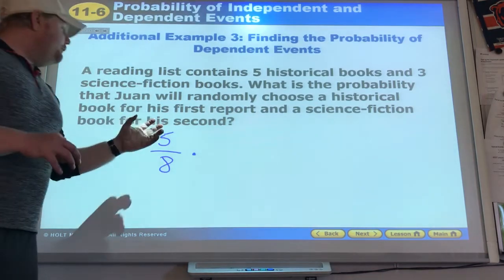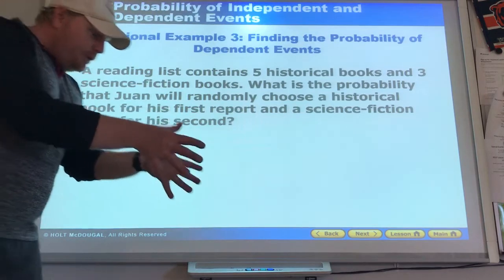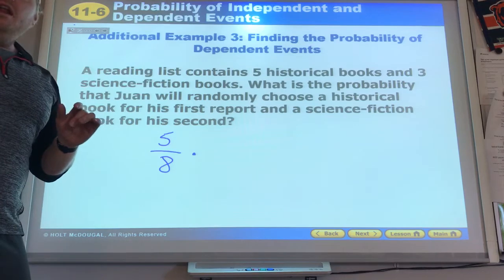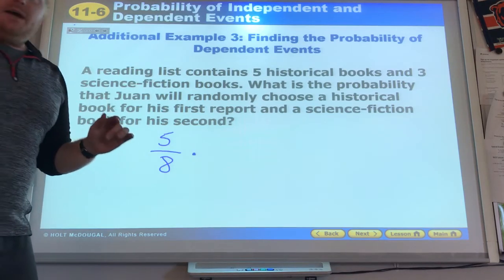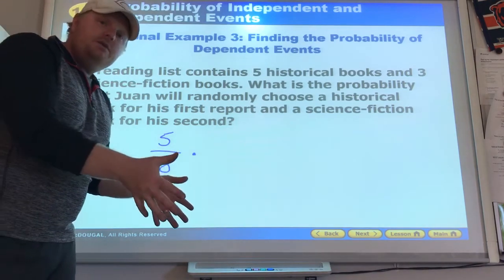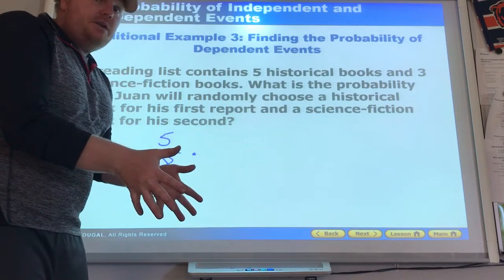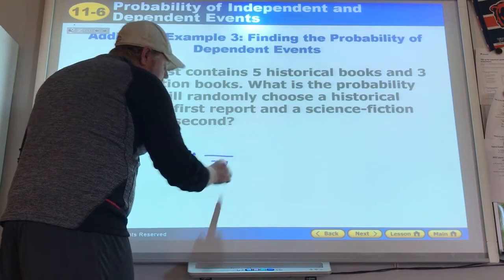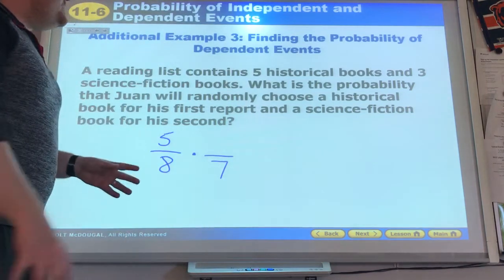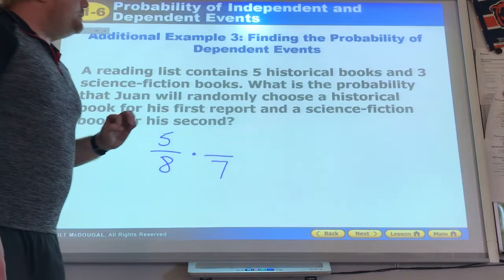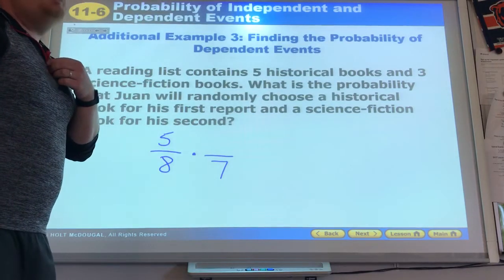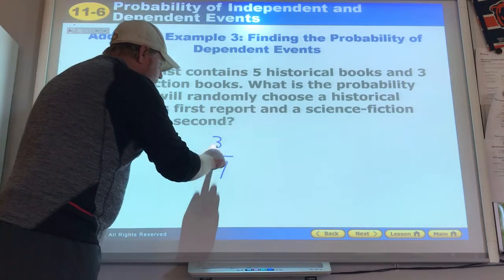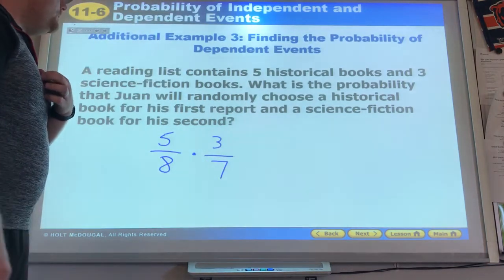All right, the first time, yes, there's 8 books here. I pick up one. Yeah, I got the history like I wanted. Now I put that book over here in my backpack. How many books are left here? There's no longer 8 books here. There's 7 books. Now, out of those 7 books, since I took one history book, how many science fiction books are there still? There are still 3 science fiction books that I can choose.